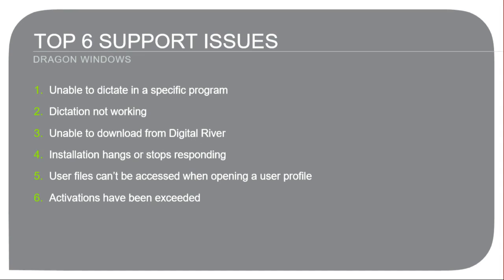So, the goal tonight is to go through some of the issues that people have with Dragon and to help get you started in solving some of those problems. I spoke to our support guys and asked them for a list of their top issues just to get things going. And they gave me the top 6 support issues for the Windows product. As you can see: unable to dictate in a specific program, dictation not working, unable to download from Digital River, Nuance's online partner, installation hangs or stops responding, user files can't be accessed when opening a user profile, or activations have been exceeded. And I'm sure some of you will have had those problems.